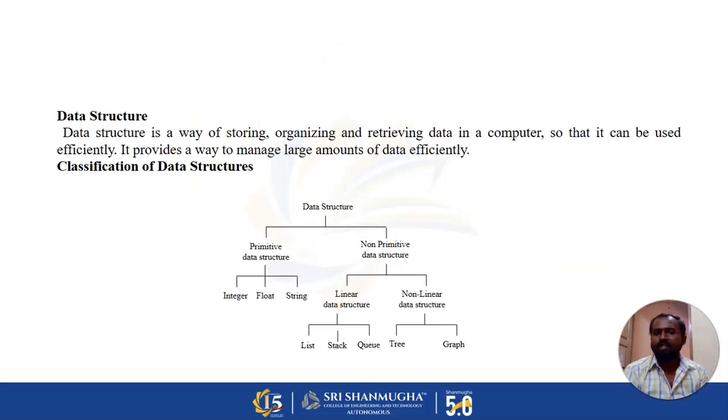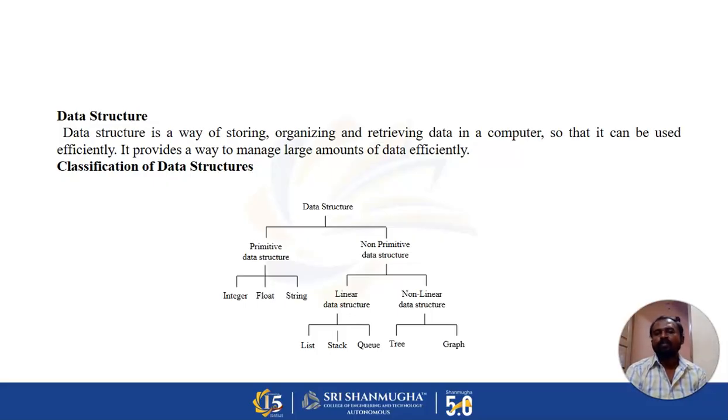Okay, what is a data structure? A data structure is a way of storing, organizing, and retrieving data in a computer so that it can be used efficiently. It provides a way to manage large amounts of data efficiently. This is the diagram for the classification of data structures. Data structures are divided into primitive data structures and non-primitive data structures. What are the types under primitive data structures? Integer, float, and string. Non-primitive data structures are divided into linear data structures and non-linear data structures.